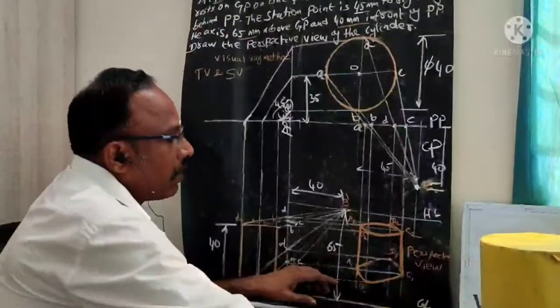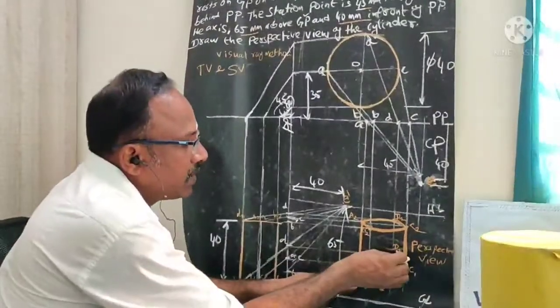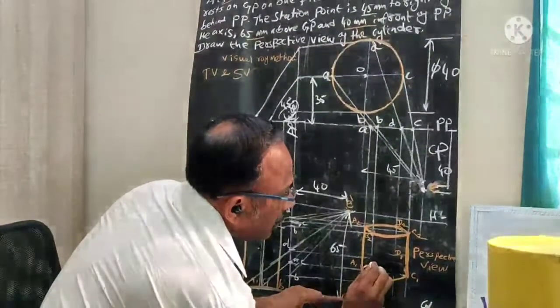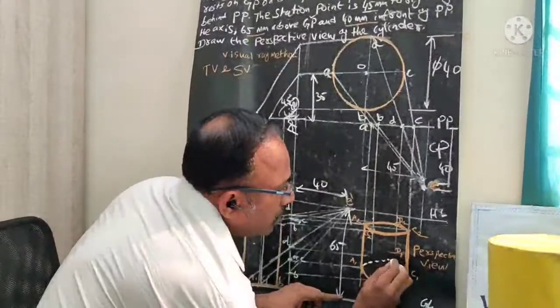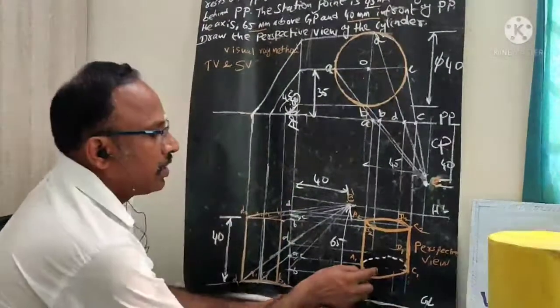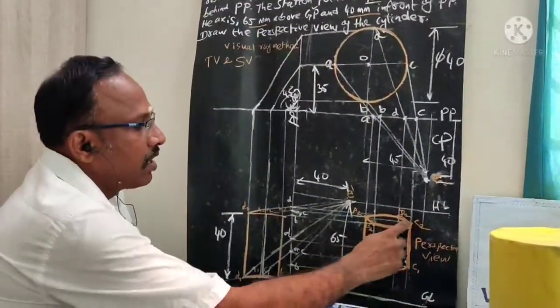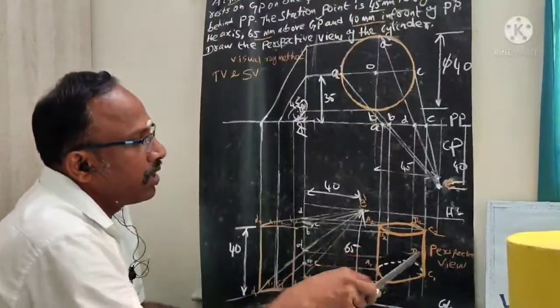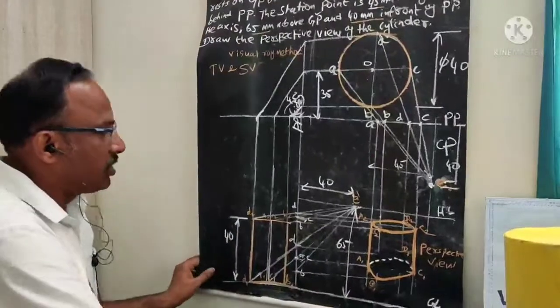Here the top corner points we need to join as a thick line. For the bottom corner points, this portion is not visible, so only this inside portion I need to draw as a dotted line. Then you need to draw the tangent line connecting here. You get the extreme generator of the cylinder.